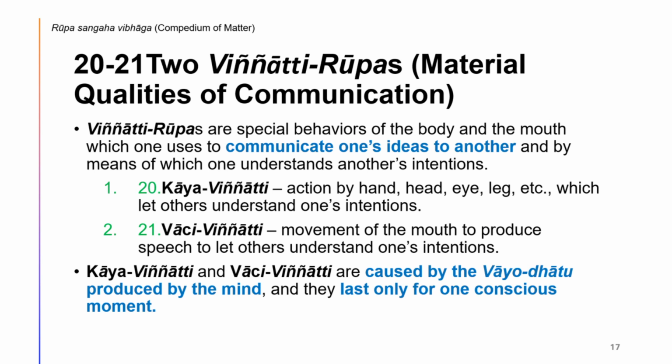So a normal human being, let's say you are meeting a foreigner, somebody who cannot speak your language. Movement of the mouth to produce speech to let others understand one's intention. These two. So when you shout or you make your way, then somebody understands what it is. Then there's another sort of information transmitting to the other party.